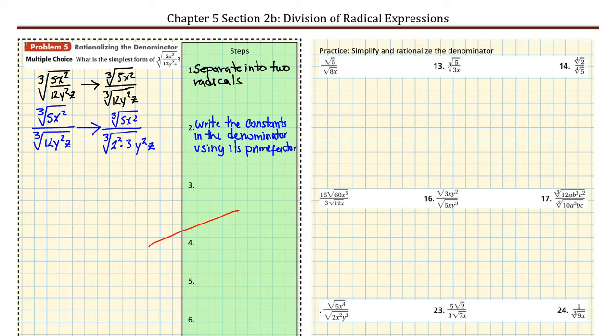The next step is to multiply both the top and the bottom by a radical that has a radicand that would make the original denominator into a perfect cube. When you have a perfect cube, it means that the index and the power match, therefore canceling each other.